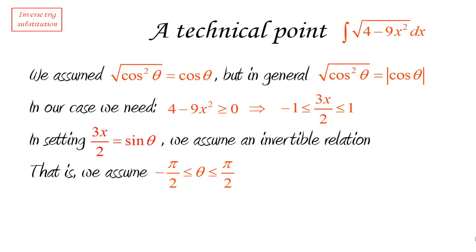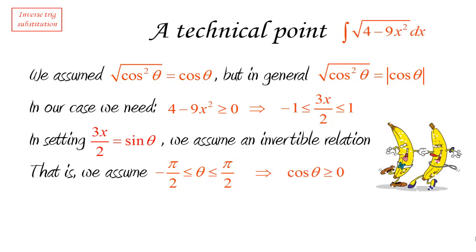Alright, but if theta is between negative pi over 2 and pi over 2, what is the sign of the cosine of theta? Half a second to think about it. Yes, the cosine of theta has to be positive. Okay, so yes, we're fine, great. We don't have to worry about it.